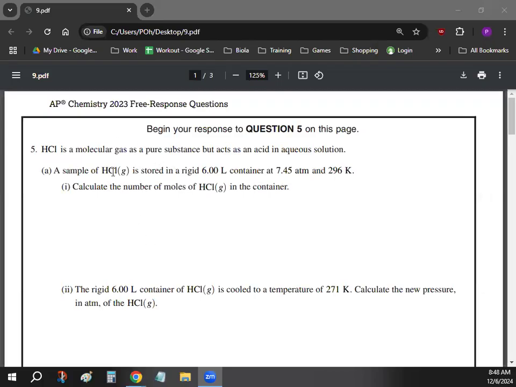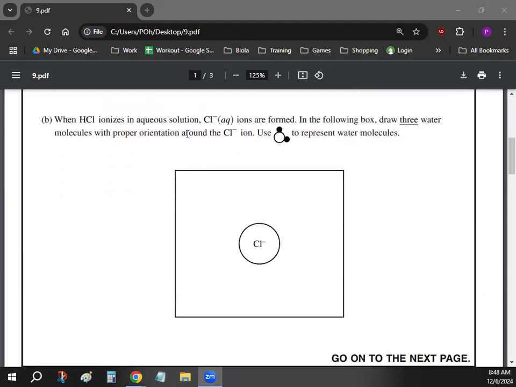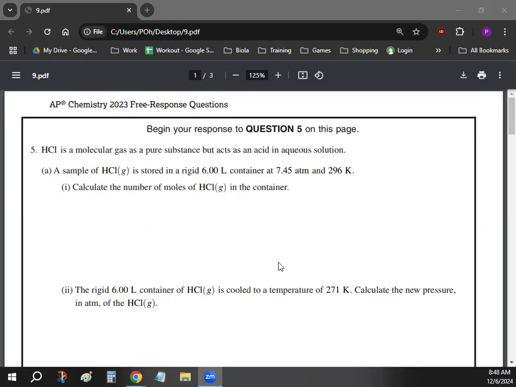So the first couple parts of number 5 aren't intermolecular force stuff, but if you want to do it as practice later in the year before the AP test, this is a gas law problem. But we're going to be taking a look at part B because this is the one that has to do with intermolecular forces.